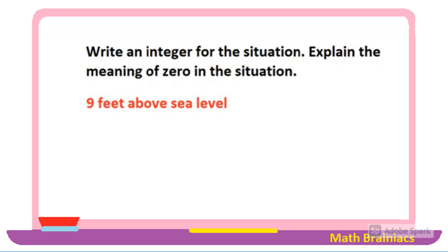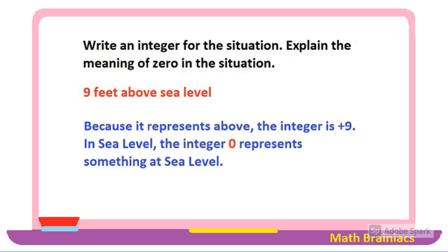Let us work on another example so that you can understand it well. Write an integer for the situation. Explain the meaning of 0 in the situation. 9 feet above sea level. If we are referring to the sea level, that means you put something on it. And since it represents above, the integer is positive 9. And in sea level, the integer 0 represents something.